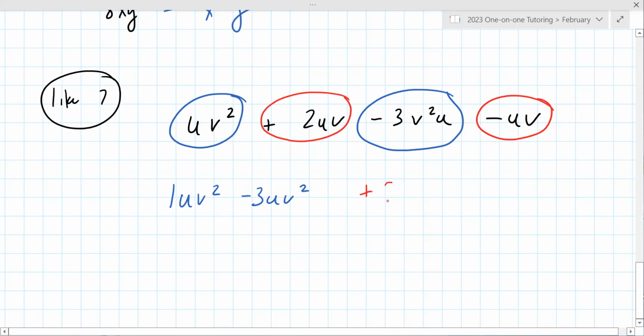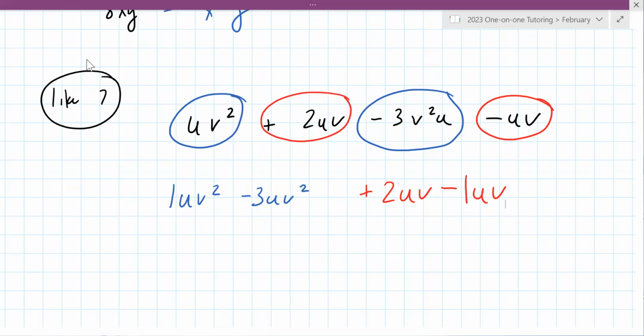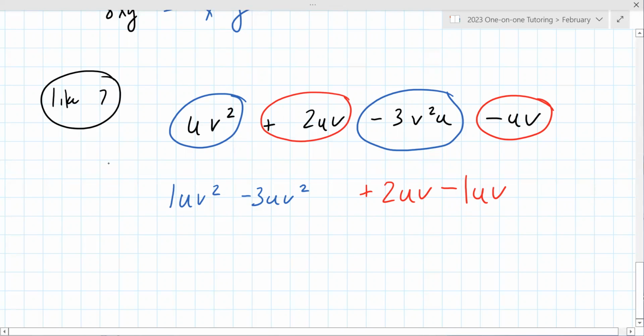So, 2uv minus 1uv. Because what I heard is something like, well, I'm adding a uv. No, you have to keep the same sign. You just kind of translate them, like shifting them. So can you combine these now and give me a final answer?